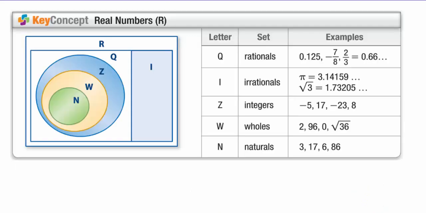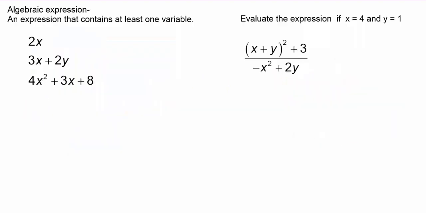So if we take a look at some of these things in relationship to one another, the real numbers encompass every number you can think of. Your natural numbers are the smallest set, followed by the whole numbers, the integers, followed by your rational numbers, which we notate as Q in this case, and then your irrational numbers, which are the non-repeating, non-terminating decimals like pi and √3.